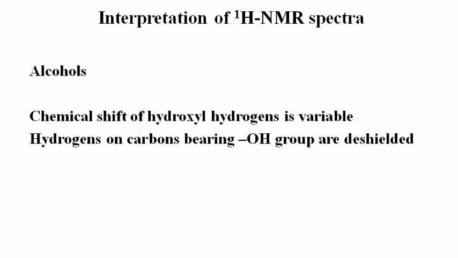The hydrogens on the carbon that bears the hydroxyl group are deshielded by the electron withdrawing inductive effect of the oxygen atom, and their absorptions also typically appear in the range of 3.4 to 4. So again, these values you can find in your textbook as well.